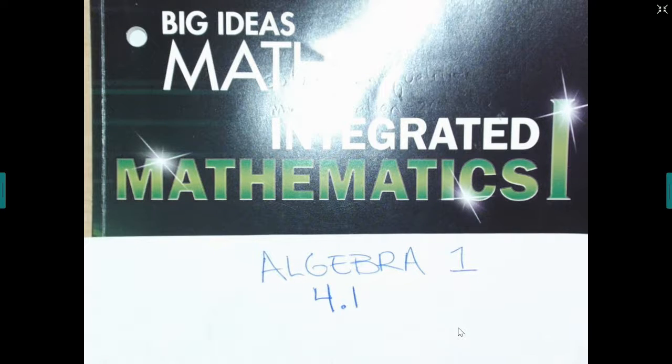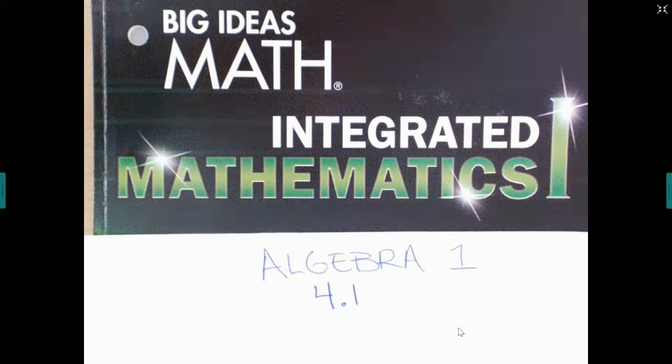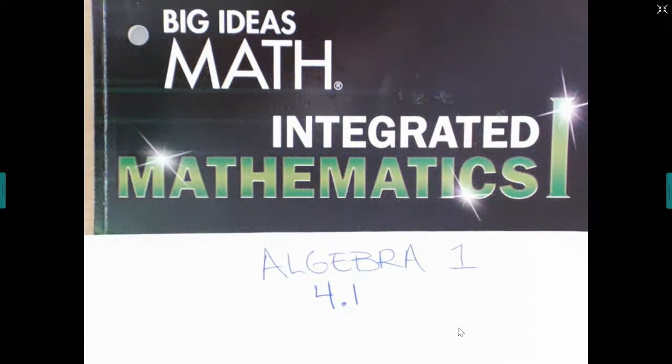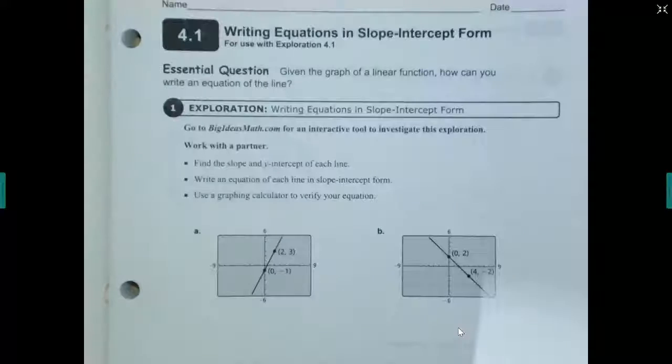Welcome back to Big Ideas, Integrated 1 Math. It's Algebra 1 class, and today we're doing 4.1. You can turn with me to page 91. We're going to be talking about writing equations in slope-intercept form.